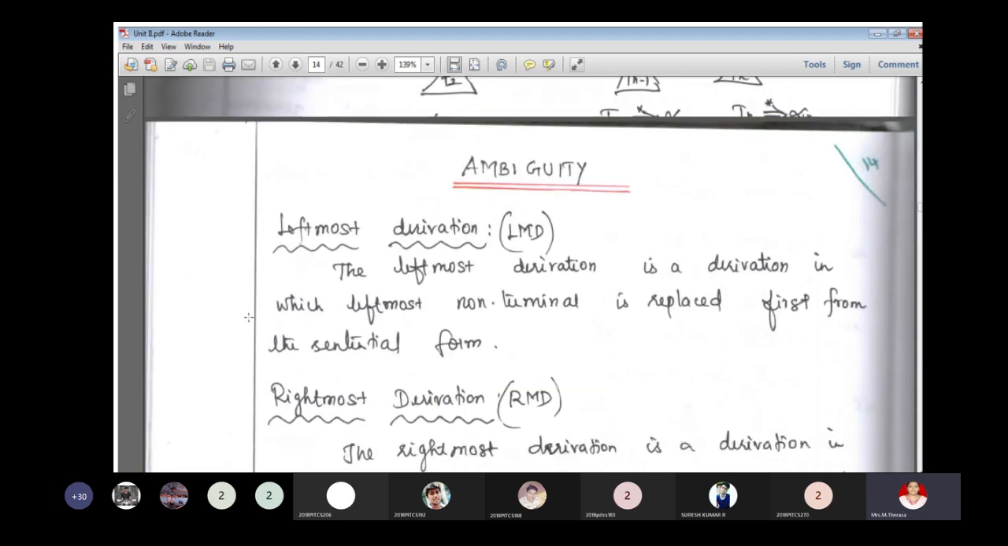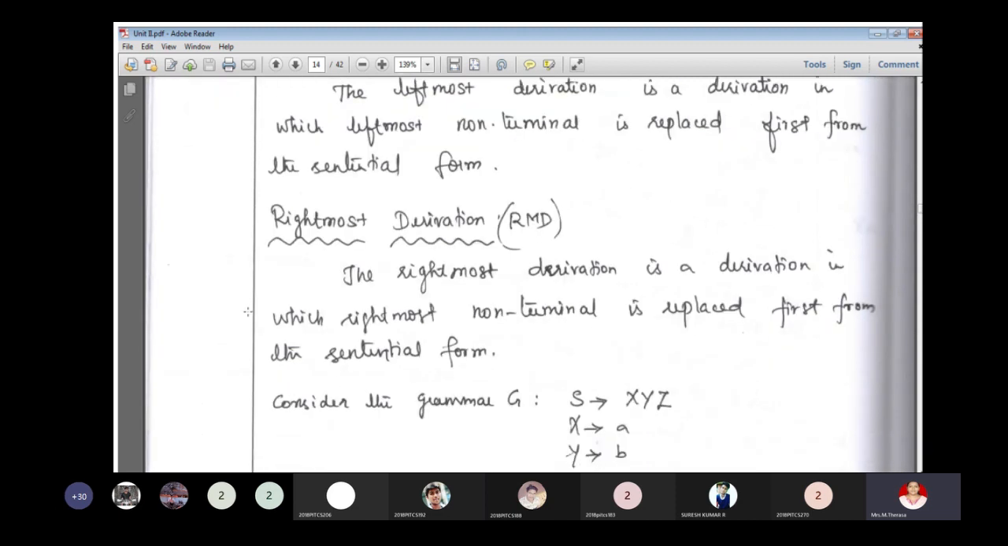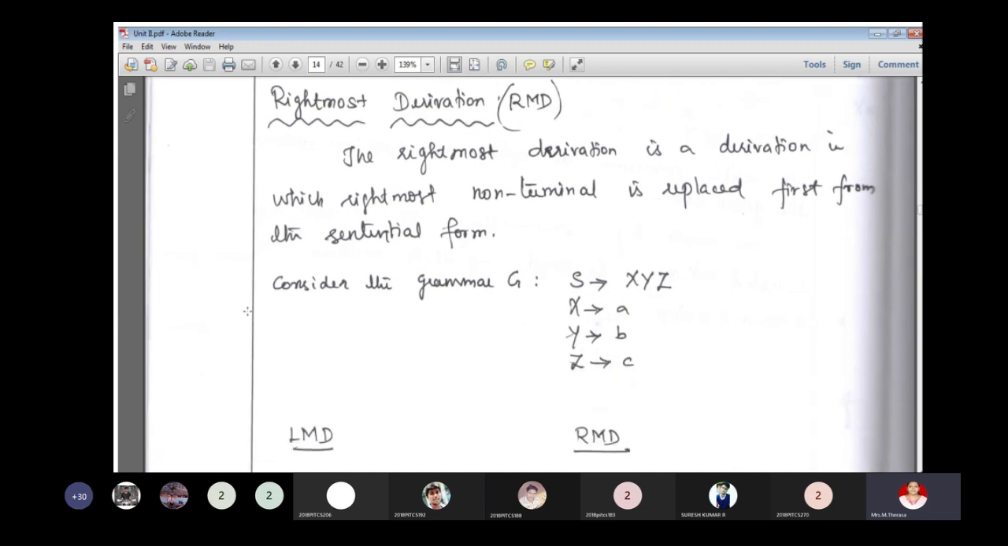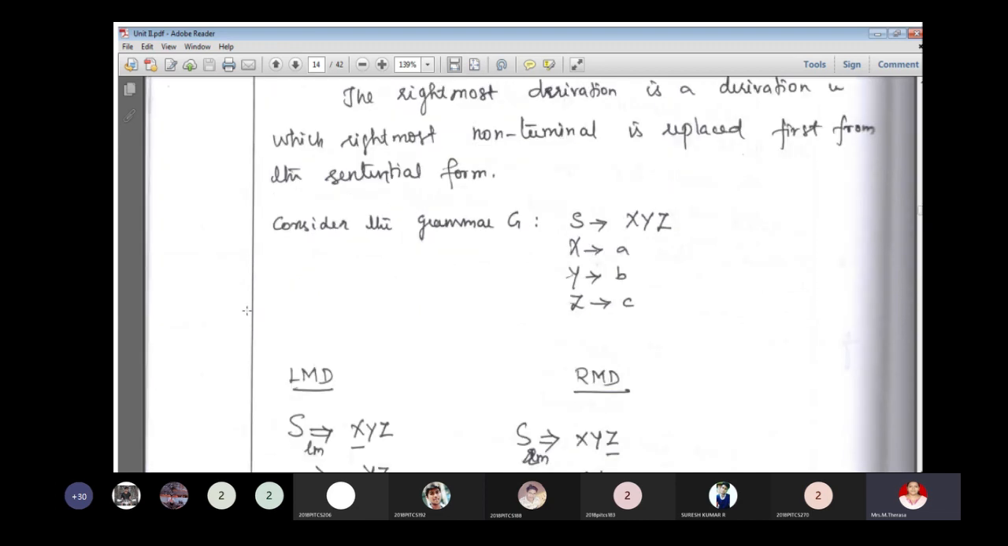The leftmost derivation is a derivation in which the leftmost non-terminal is replaced first from the sentential form. Next, the rightmost derivation is a derivation in which the rightmost non-terminal is replaced first from the sentential form. Just consider a grammar S tends to XYZ, X tends to A, Y tends to B and Z tends to C. Then what is called leftmost derivation?